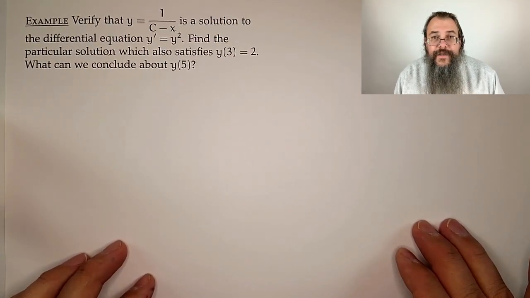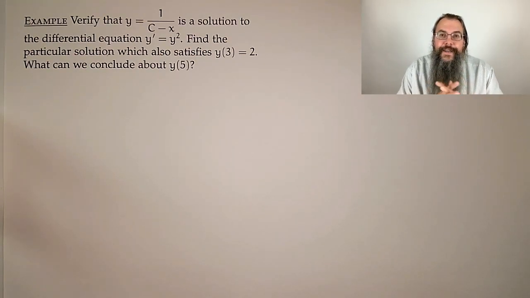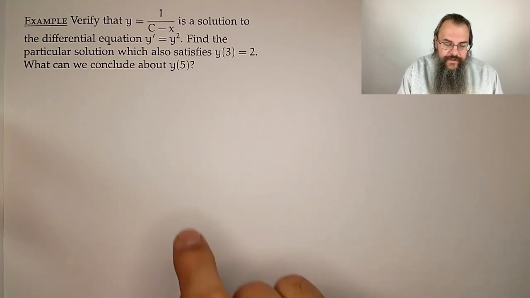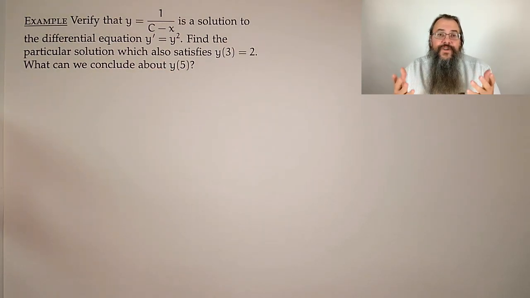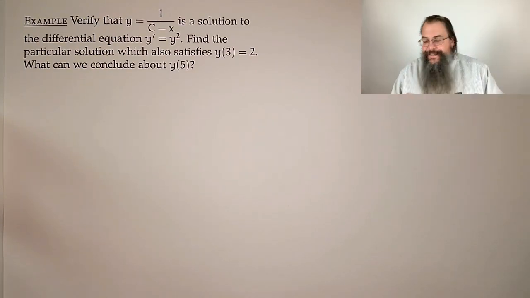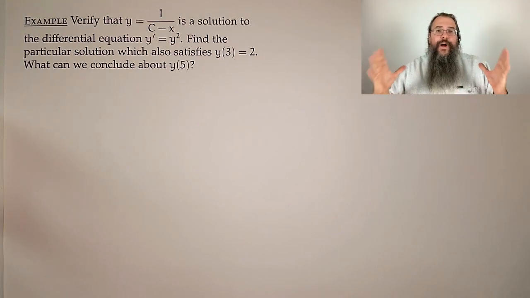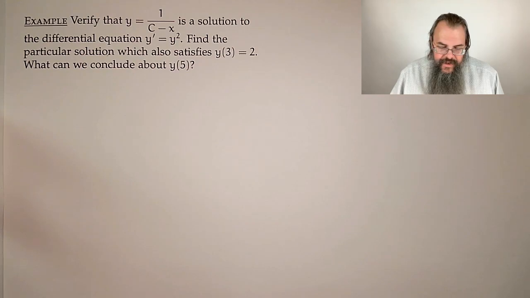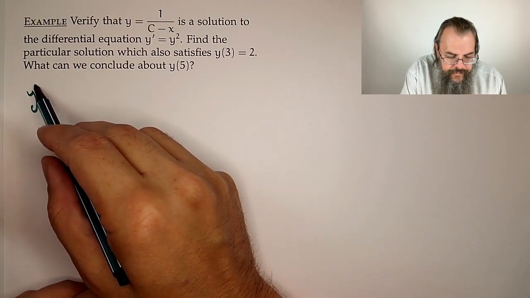So our first example here. Verify that y, this function, which has the form 1 over a constant c minus x, is a solution to the differential equation y prime equals y squared. Okay, now let's just do that, right? That's like a whole problem in that one sentence. So here we go. So we're looking at y prime.